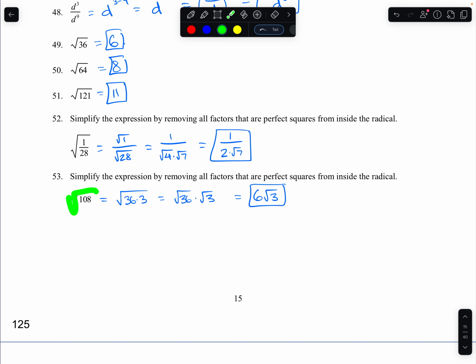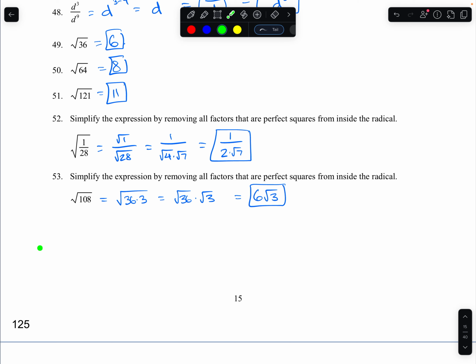I have the square root of 108, and 108 is not a perfect square. If it was, like if I said, what's the square root of 64, it's 8, because 8 times 8 is 64. What's the square root of 121? It's 11. But 108, I can't do that. So I need to think about all my perfect squares.